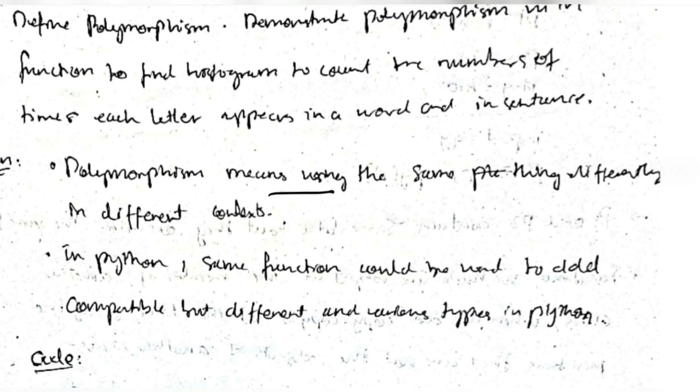Polymorphism means using the same thing in different contexts. Like previously, as I showed you, the plus operator can be used for numbers. It can be used for adding time as we have defined. It can be used for adding any other class objects also, or any letters, like a plus b. If you do that in Python, you will get ab. So this is known as polymorphism: using the same operator in different contexts differently.